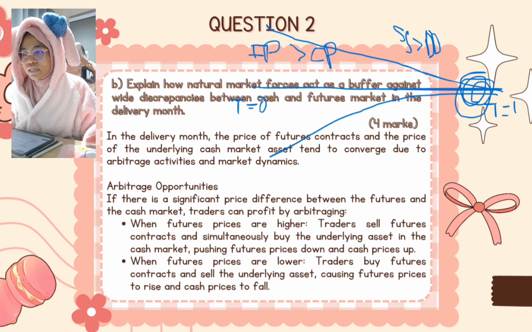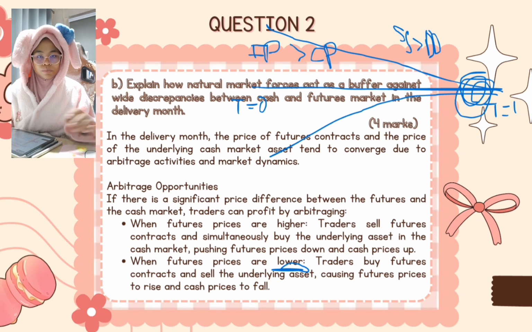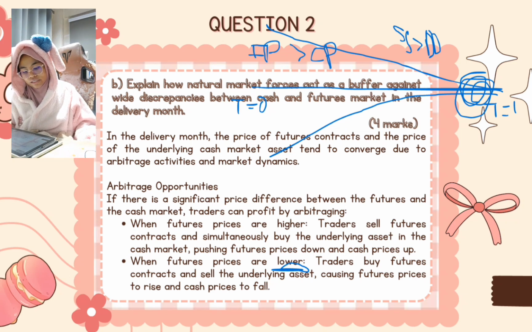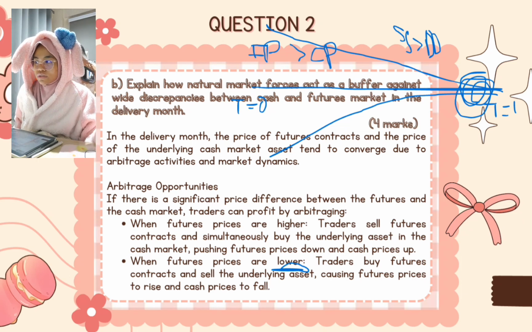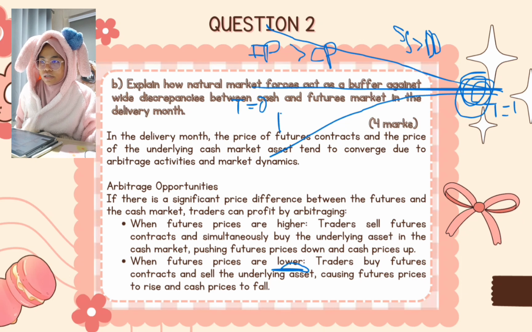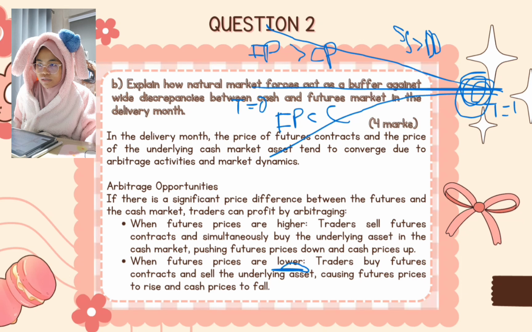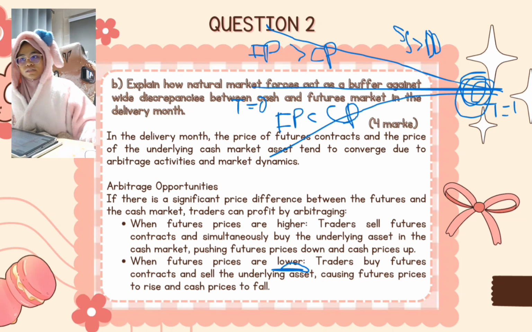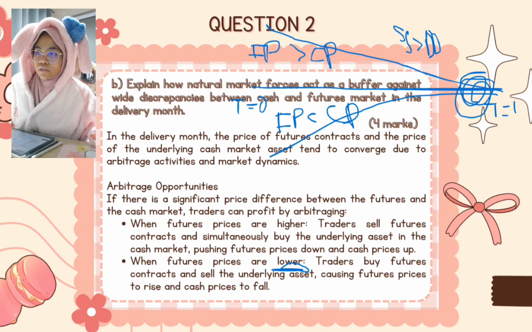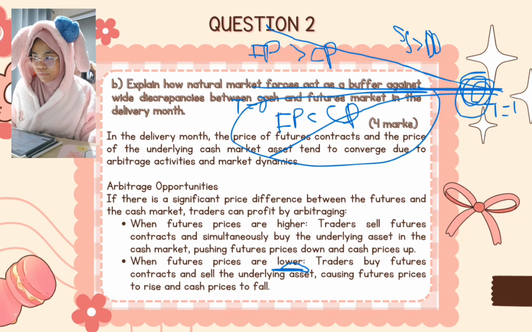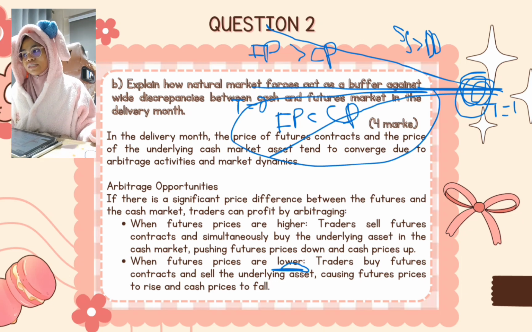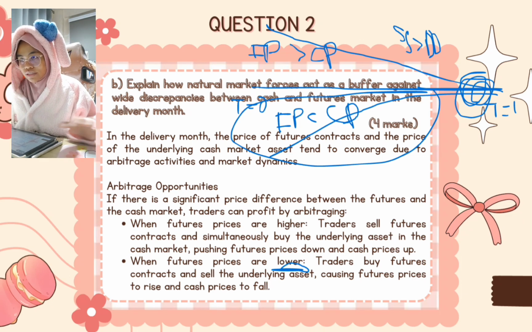The second situation is when futures prices are lower. So traders buy futures contracts and sell the underlying asset, which is causing the futures prices to rise and cash prices to fall. So this is the second scenario. Futures price lower than cash price. Okay. So under here we also call it backwardation or inverted market, where demand is less than supply. Okay, next question.